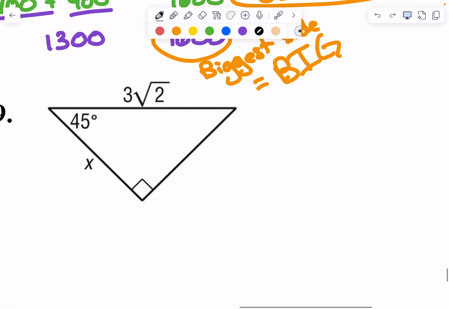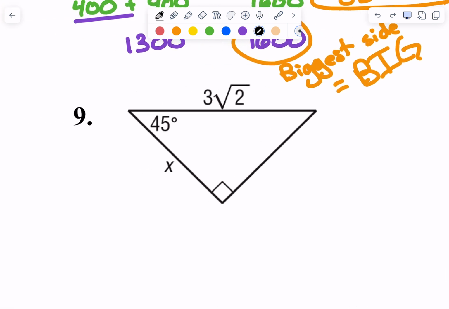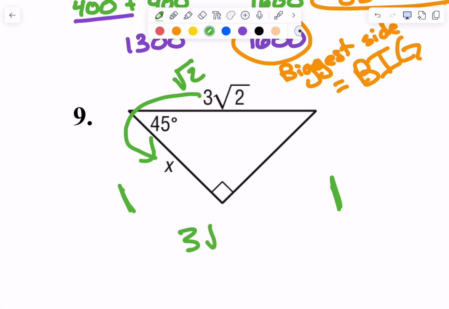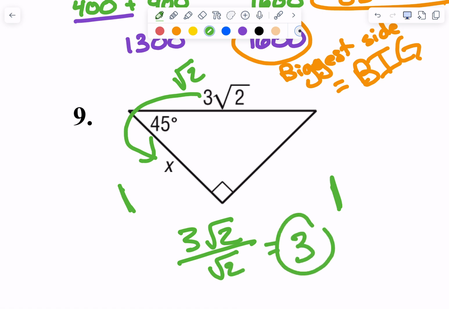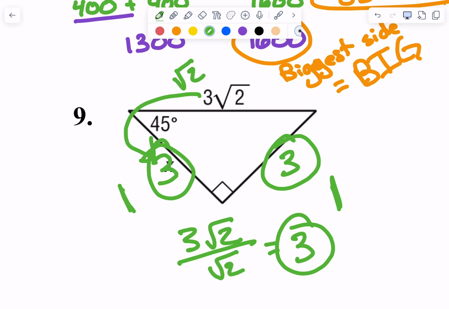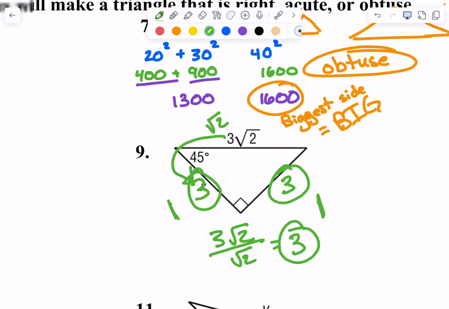When I look at number 9, these two sides are my one side. This is my square root of 2 side. So how do I go back to this side? You divide by the square root of 2. What is 3 square roots of 2 divided by the square root of 2? It's just 3. Does that make sense that that would be a thing, right? Okay. That was number 9.